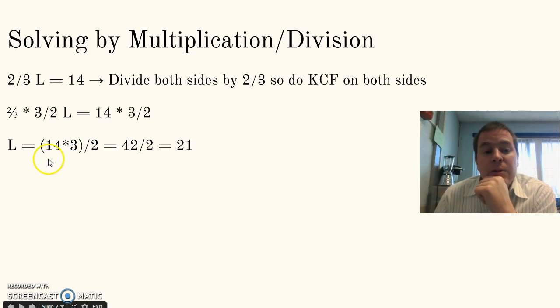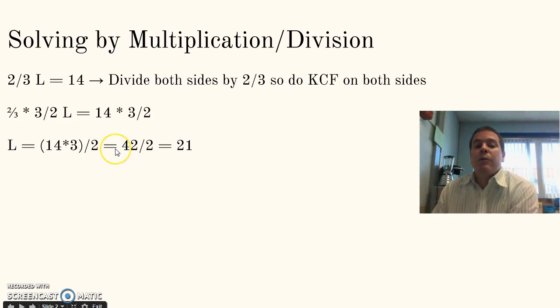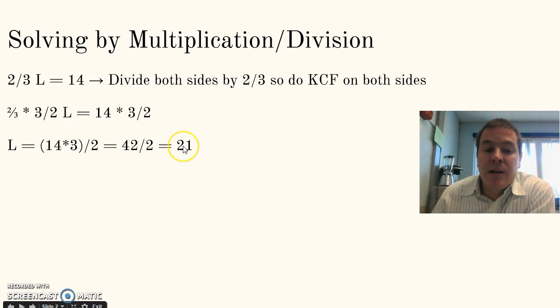All right. So then once you do that, you're left with L on the left side. That's going to equal 14 times 3 over 2, which is going to become 42 over 2, which is then going to divide into 21. So L is going to equal 21.